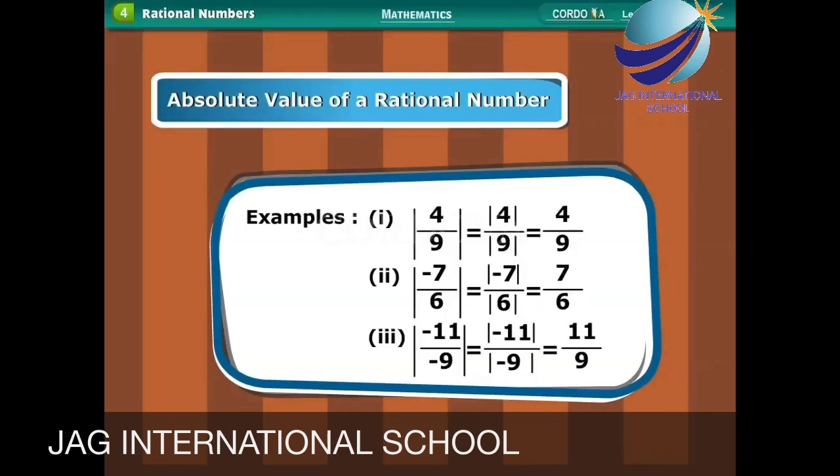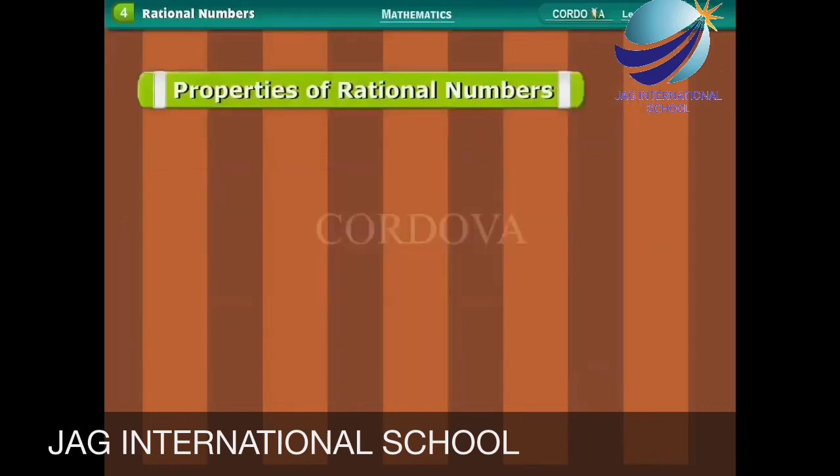2. Mod of minus 7 divided by 6 is equal to mod of minus 7 divided by mod of 6, which is equal to 7 divided by 6. 3. Mod of minus 11 divided by minus 9 is equal to mod of minus 11 divided by mod of minus 9, which is equal to 11 divided by 9.